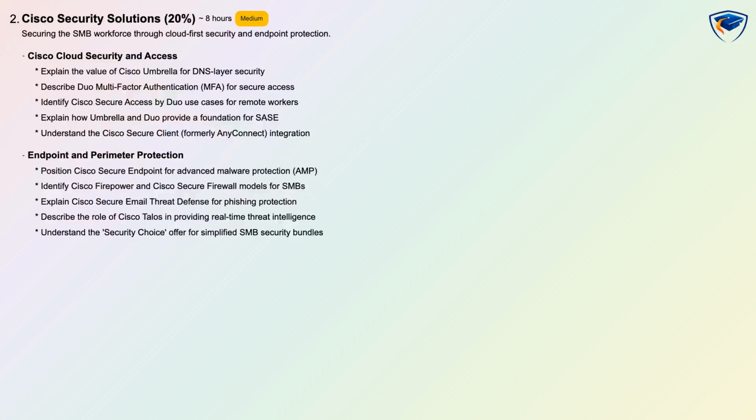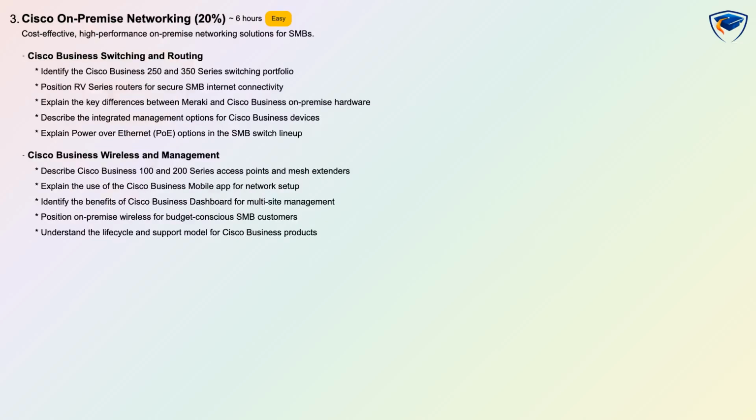The Cisco Security Solutions domain focuses on securing the SMB workforce through cloud-first security and endpoint protection. You will learn how to explain the value of Cisco Umbrella for DNS layer security, describe Duo multi-factor authentication for secure access, and identify Cisco Secure Access by Duo use cases for remote workers.